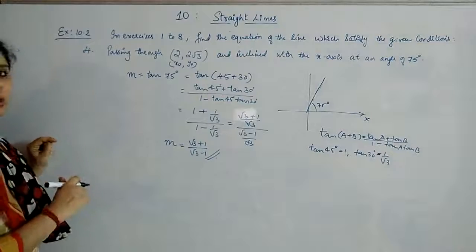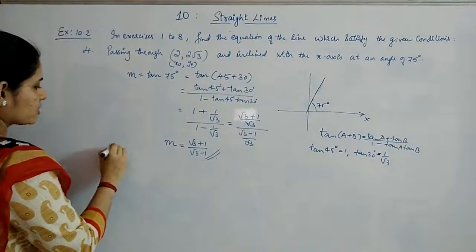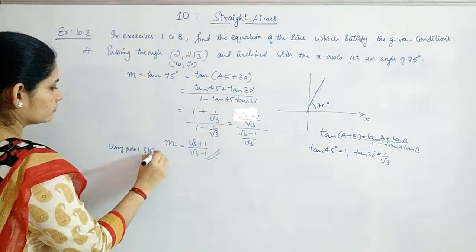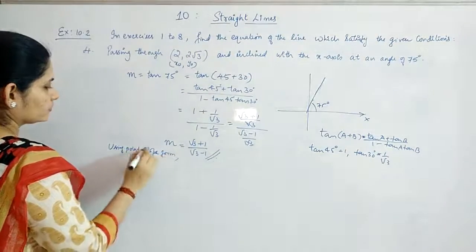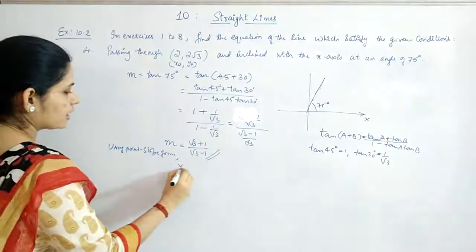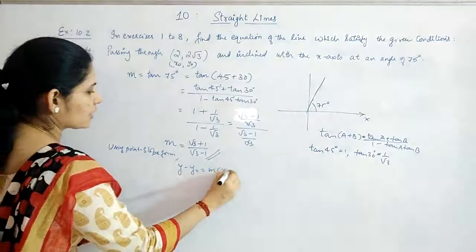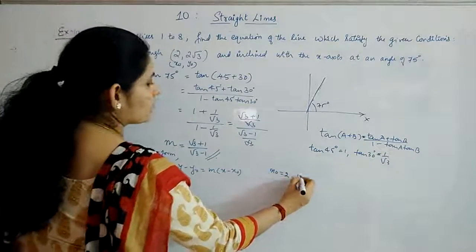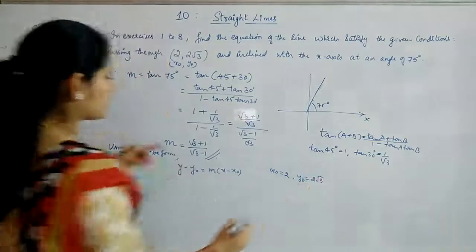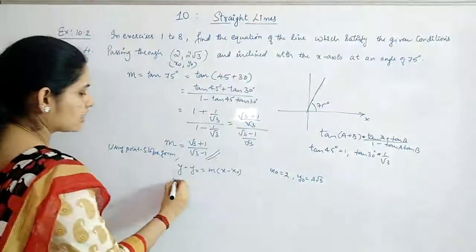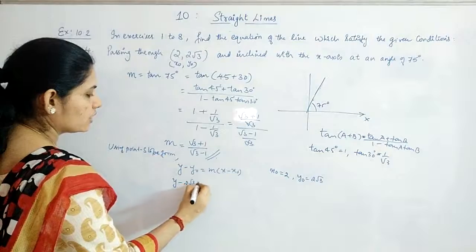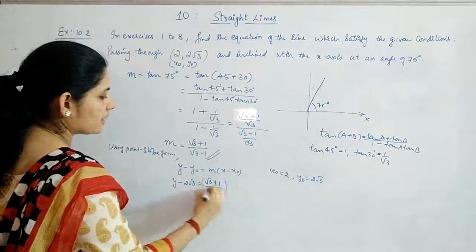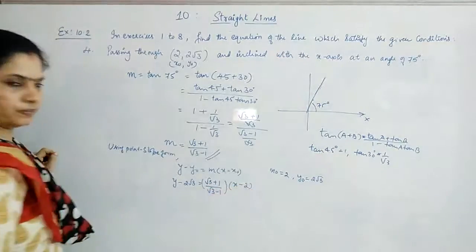Now we will find out the equation of the line. Using point slope form, what you will get? y minus y naught is equal to m into x minus x naught. Here x naught is 2 and y naught is 2 root 3 and m is this one. So replacing, you will get y minus 2 root 3 is equal to (root 3 plus 1 by root 3 minus 1) into (x minus 2).